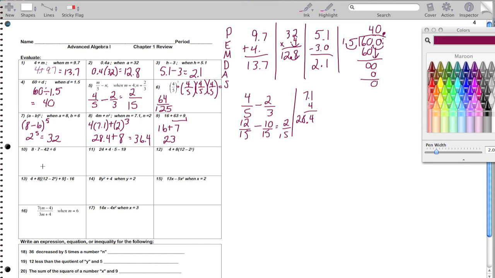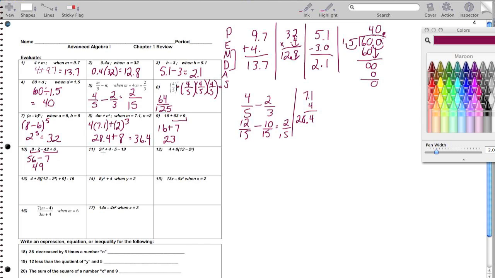Okay? Number 10, 8 times 7 minus 42 divided by 6. We have multiplying going on, subtracting, and dividing. We're told in order of operations the multiplying and dividing happen at the same time, so we want to take whatever one comes first from left to right. So 8 times 7 is 56. 42 divided by 6 is 7, so then we keep that subtraction sign in there. 56 minus 7 is going to give me 49.